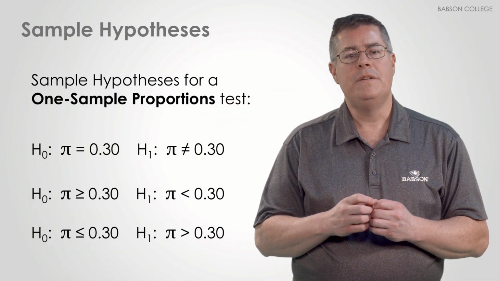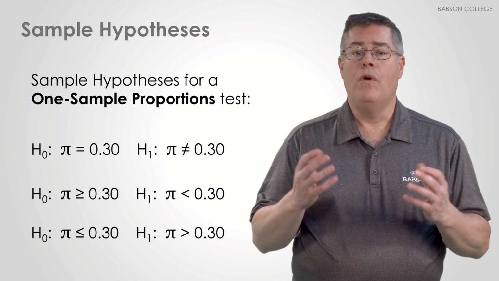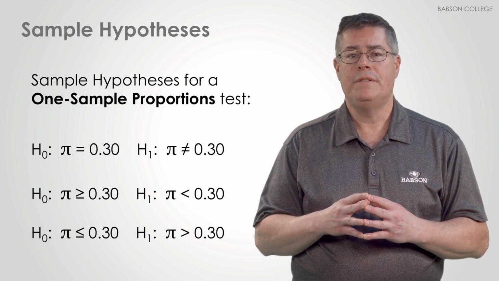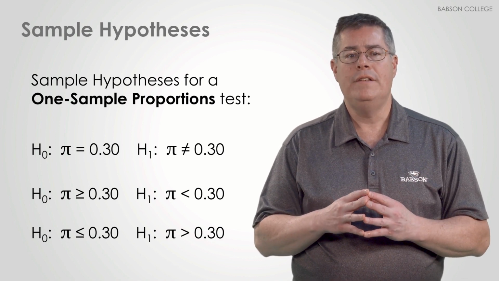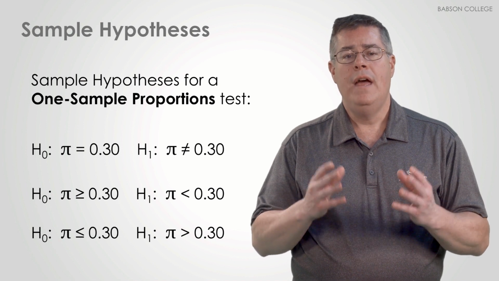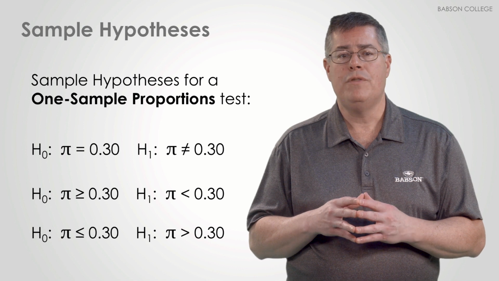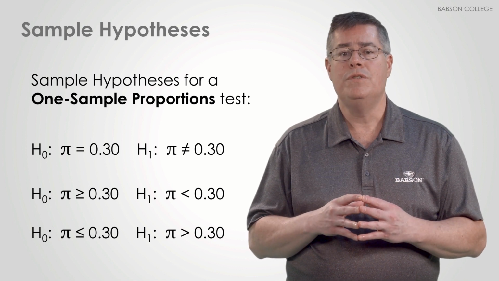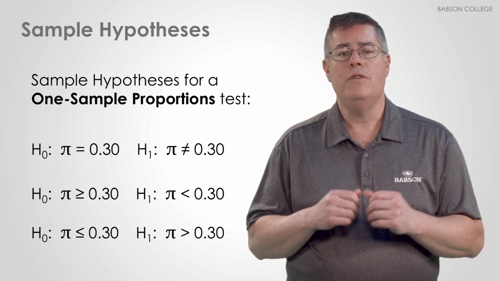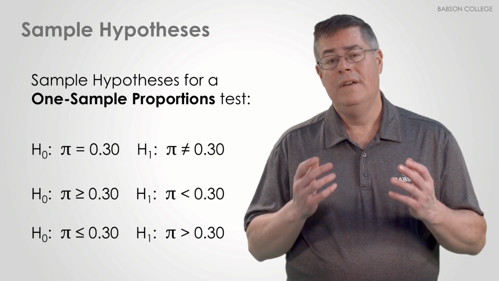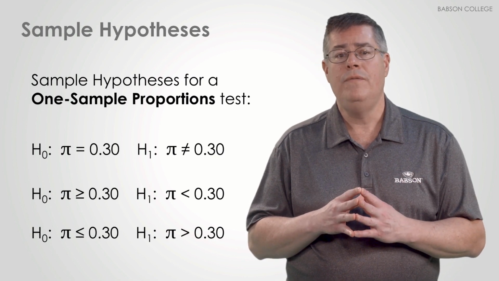Next, here are some sample hypotheses for a one-sample proportions test. We are looking for evidence that the population proportion has changed from 30%. Proportions tests can be tricky in that they can be confusing. You should also note that you should use a larger sample size, in most cases at least 100, for your test.